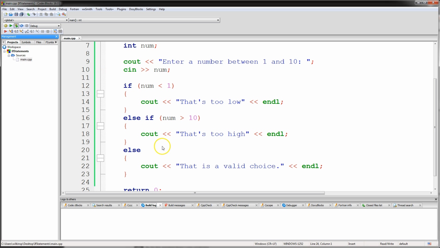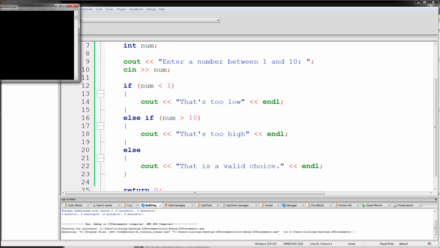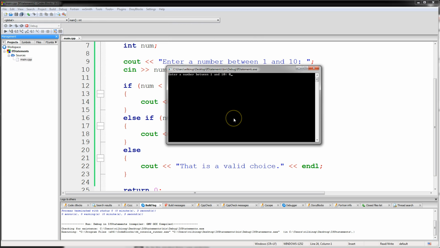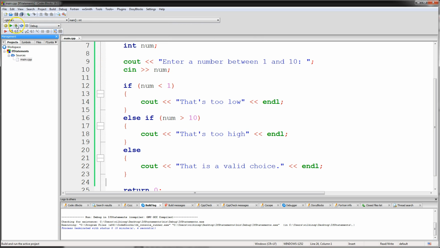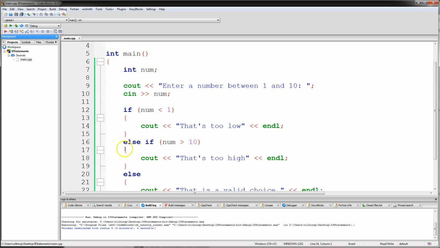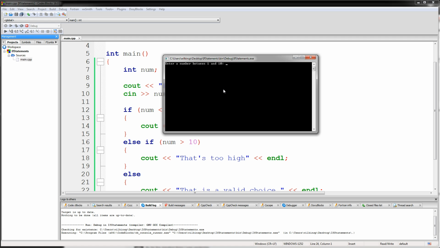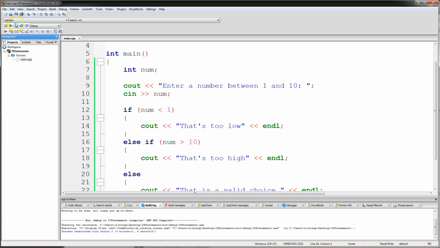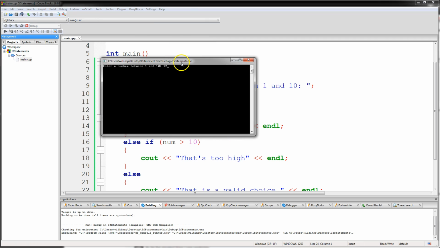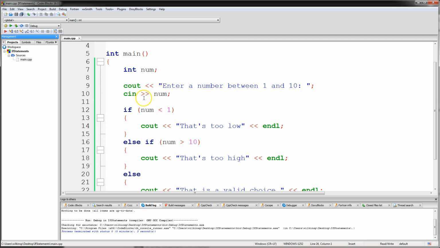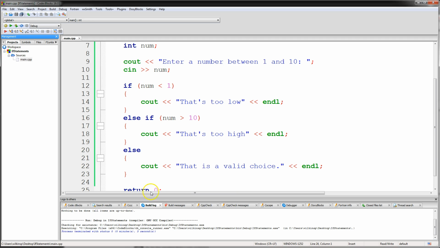So with this if-else setup, now if I say 0, then it only says that's too low because it hits this and then the else skips over the rest. And then same thing if I hit 4, that's still a valid choice. And 12, it just says that's too high. All right, so this is one way of approaching this problem.